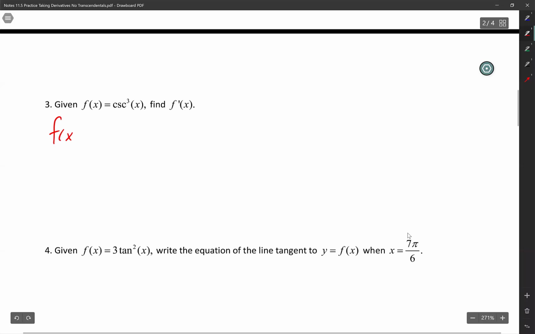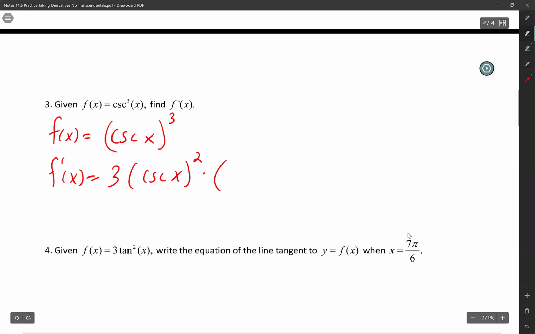Have faith. So the first thing I would have done, guys, is write this as cosecant x to the third power. Now I'm ready to take a derivative. So write f prime of x. I bring the 3 down. I leave cosecant x alone to the power 2. Do I leave it alone? Yeah. What do I do next? Am I done? No, I have to find the derivative of the inside.